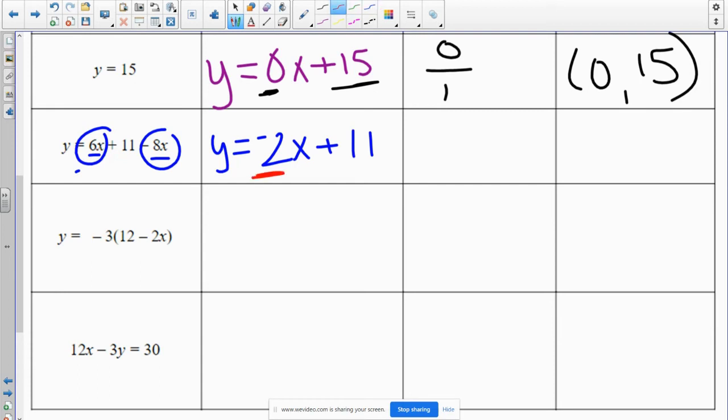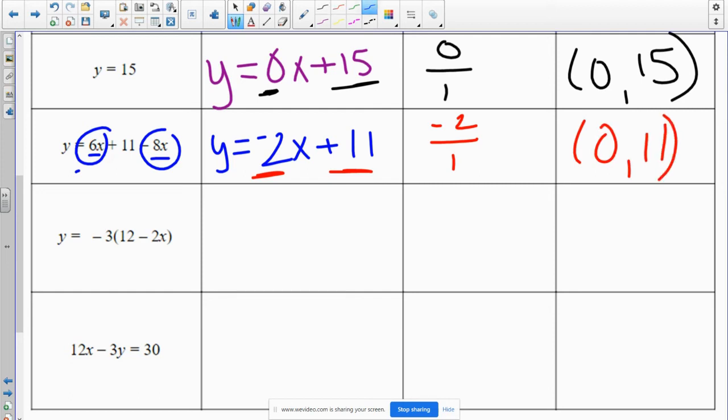So we look at what we have here. We have negative 2, which is part of the x, which means it's the slope. It's a negative slope, so it'd be negative 2 over 1. And then the 11 is our y-intercept. So it'd be 0, 11.